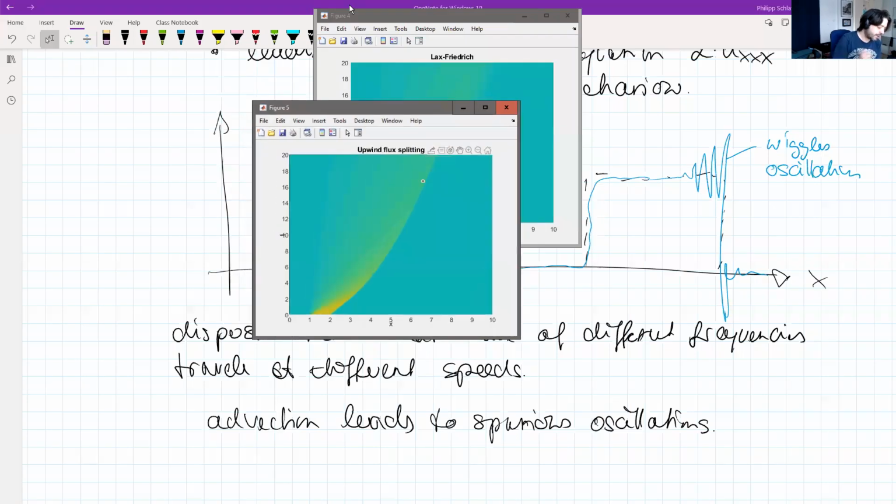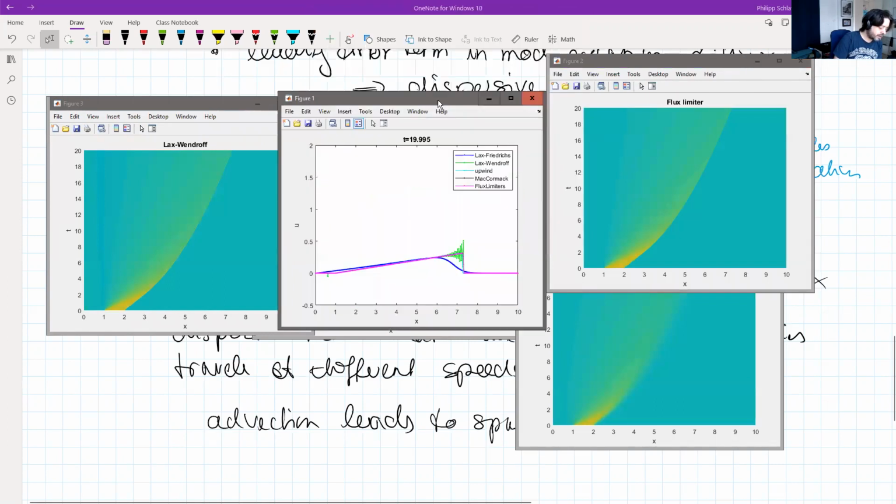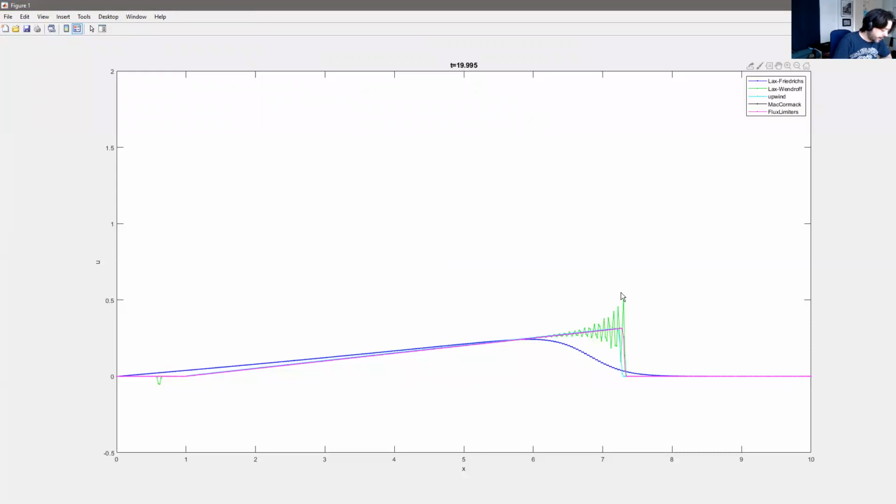Okay, but this is not the main thing that I would like to show you. I would like to show you how different schemes are behaving for the Burger's equation. What I have implemented here is 5 different schemes, and I will explain to you what they all mean. So the first scheme in blue, maybe I can make it big here, is the Lax-Friedrichs scheme.